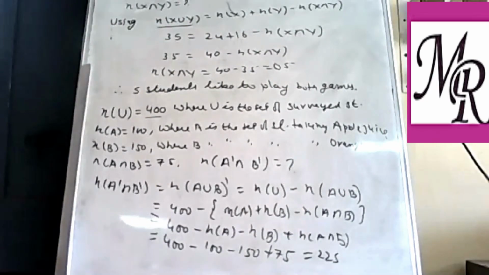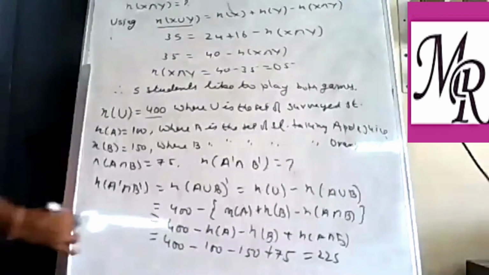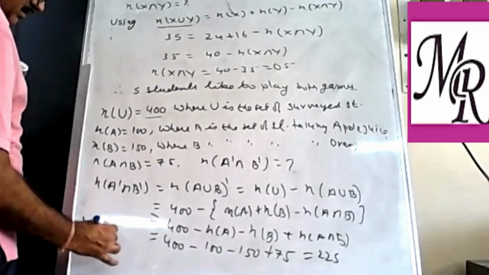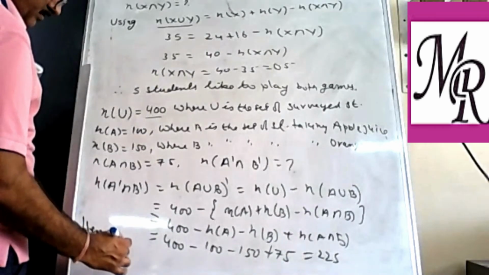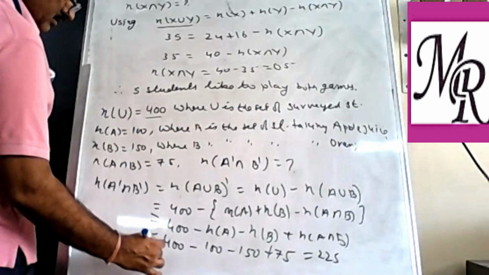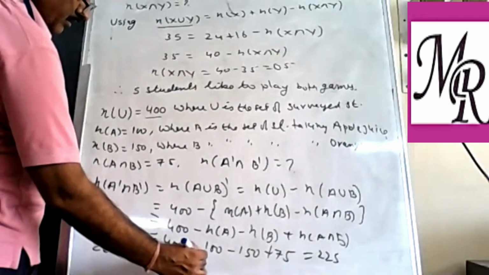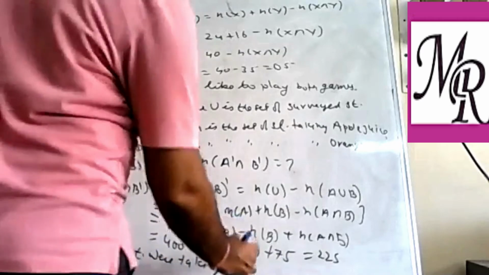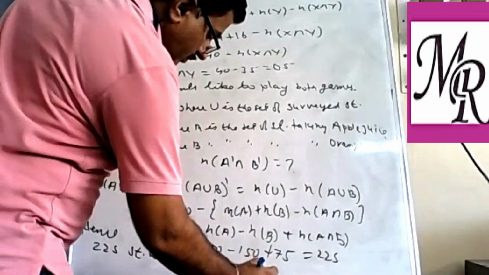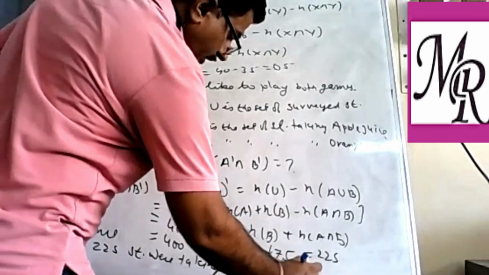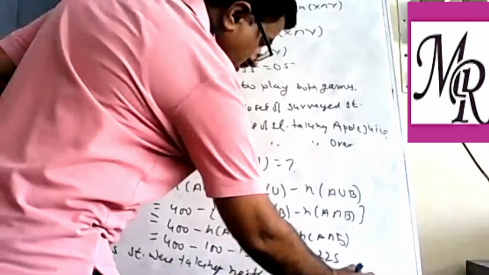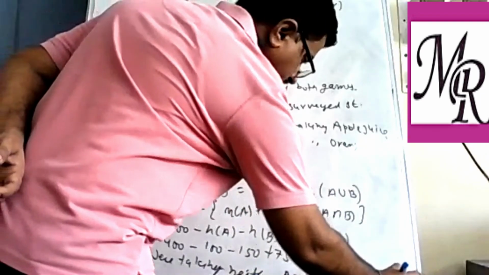Yes, sir. Write down. So there are 225 students who are taking neither apple juice nor orange juice. At last you write answer as 225 students were taking neither apple juice nor orange.